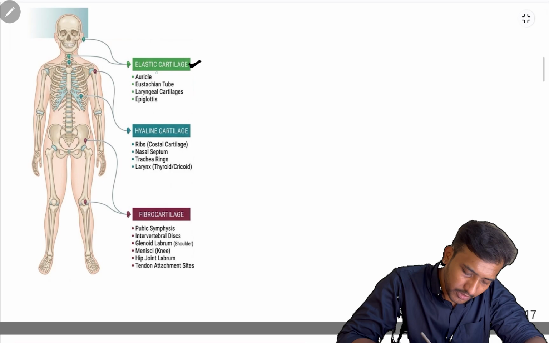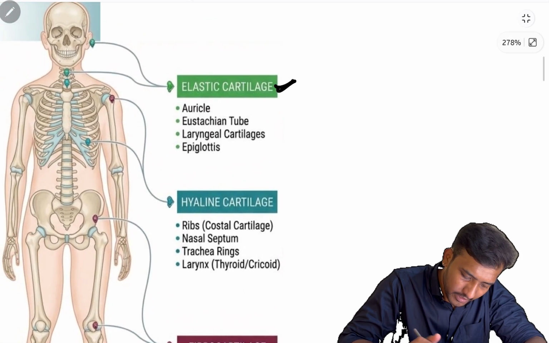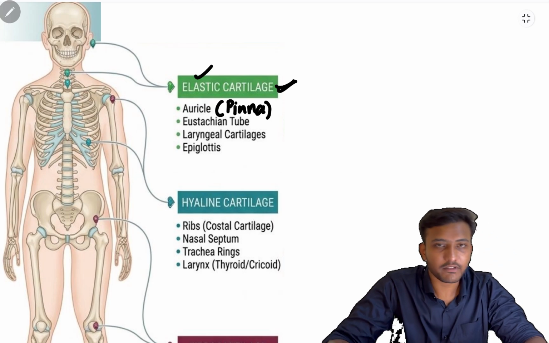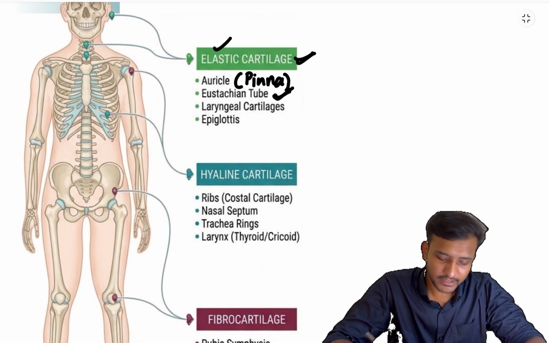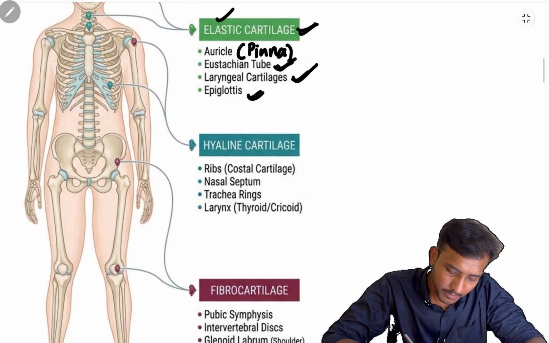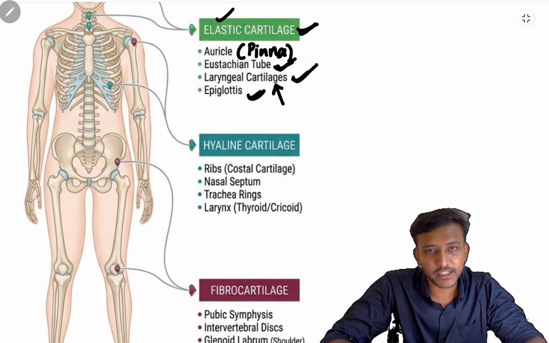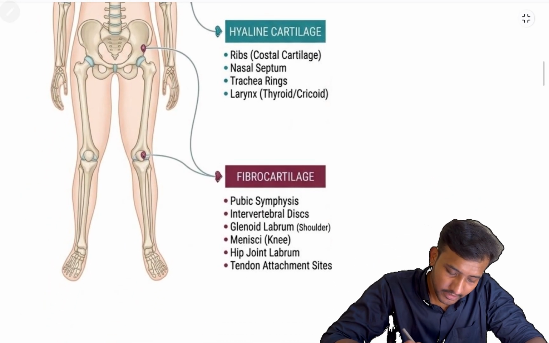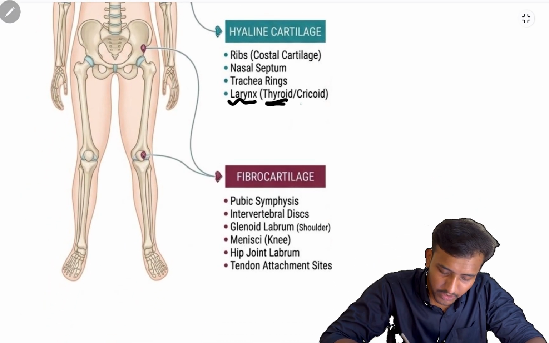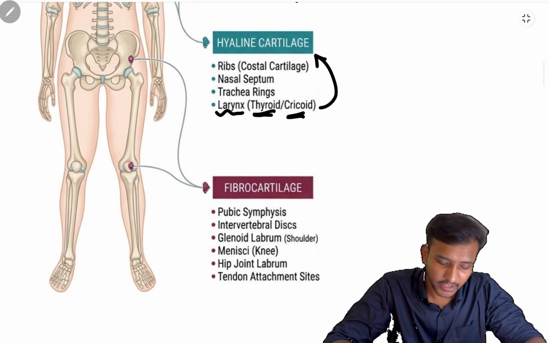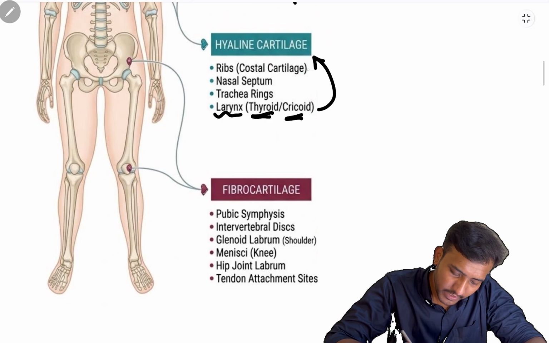For that matter, you can remember this particular example, your ear pinna, or we call it the auricle. In there also we'll be having elastic cartilage. Apart from that, in elastic cartilage, even in your eustachian tube, in the laryngeal cartilages, as well as in the epiglottis, most of your laryngeal cartilages are elastic cartilage, guys. But few of your laryngeal cartilages, like your thyroid and the cricoid, are belonging to which category? Your hyaline category, right?